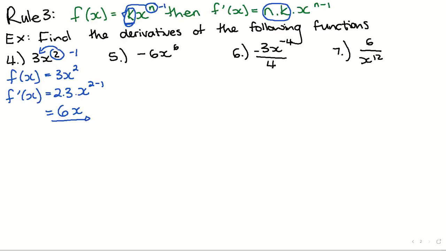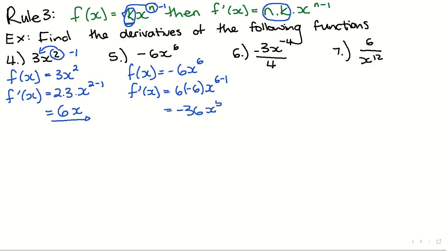We end up having minus 6x to the 6. So my function is equal to minus 6x to the power of 6. The derivative of this function is 6 times minus 6. So we're going to go 6 times minus 6, x to the 6 minus 1. 6 times minus 6 gives you minus 36, x to the power of 5. That ends up being my derivative.